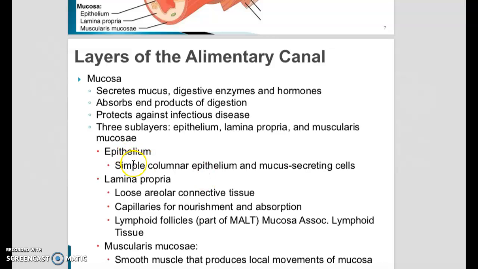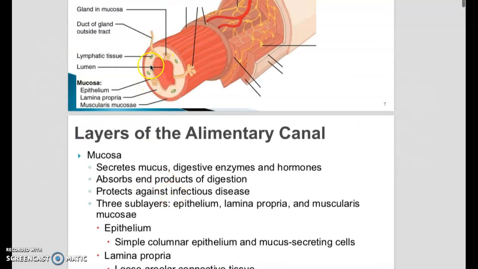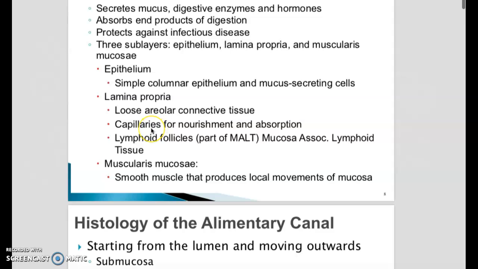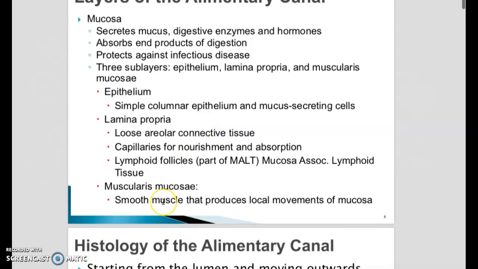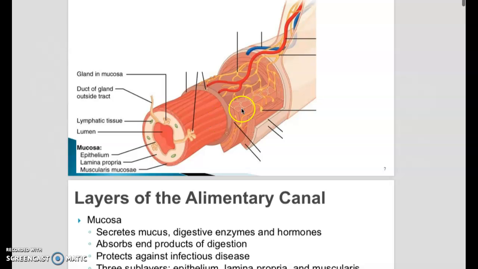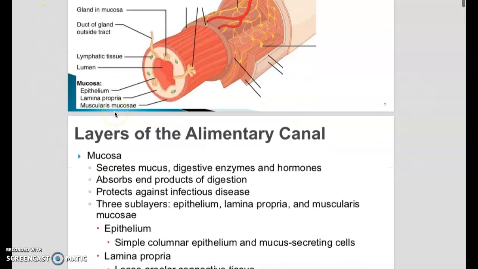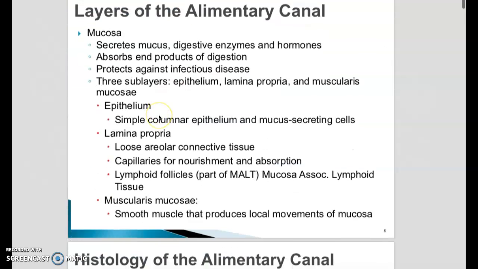The epithelium is a simple columnar epithelium with mucus-secreting cells. The lamina propria is a loose areolar connective tissue with capillaries for nourishment and absorption. The lymphoid follicles in the mucosa are part of the lymphoid tissue. And the muscularis mucosae is a smooth muscle and produces local movement of the mucosa. So that's the histology of the mucosa.